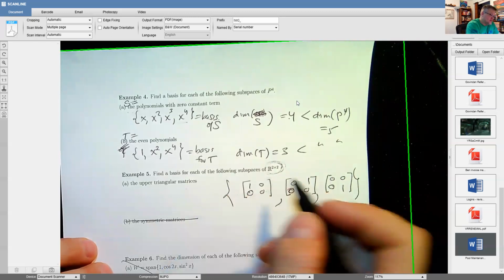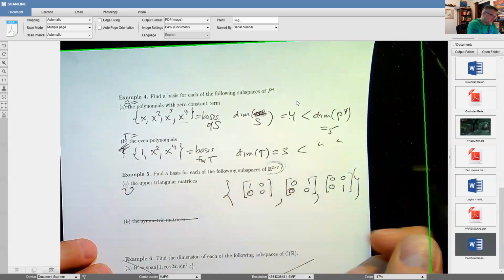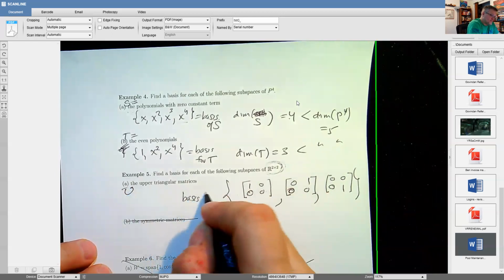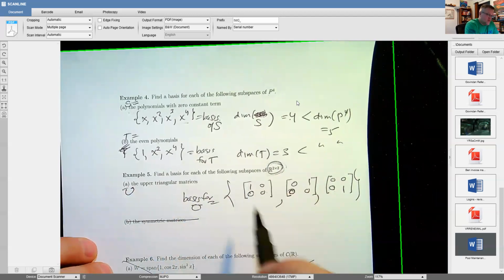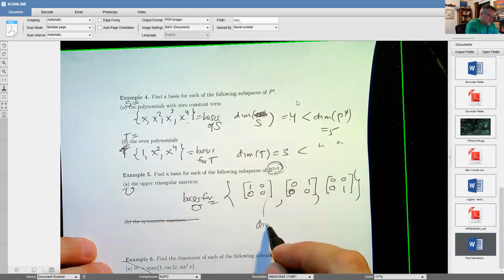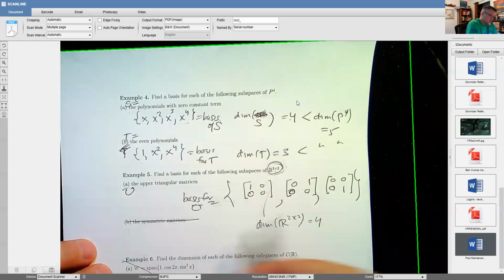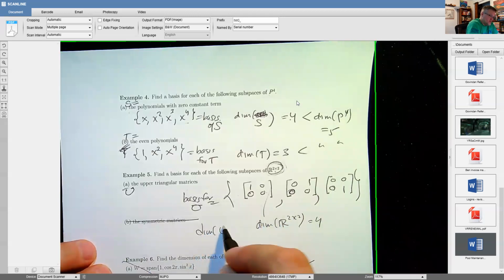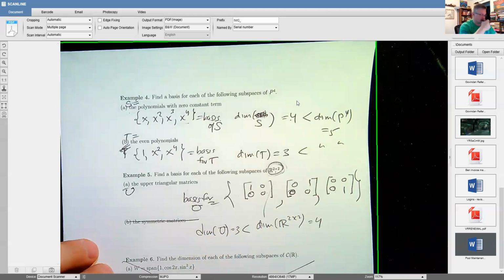And so this would be a basis. Let's call this U. So this would be a basis for U. That would generate all of those. And R2 cross 2, the dimension of that, if you remember, is 4. You multiply the 2's together to get 4. And we know the dimension of U is 3. And so, again, that's consistent with what we know.